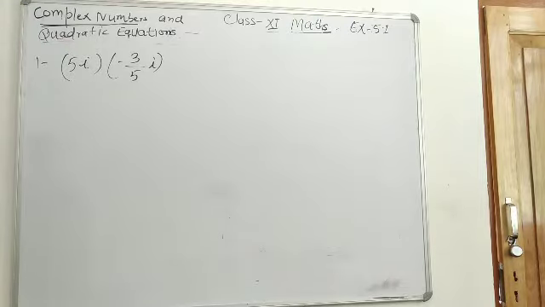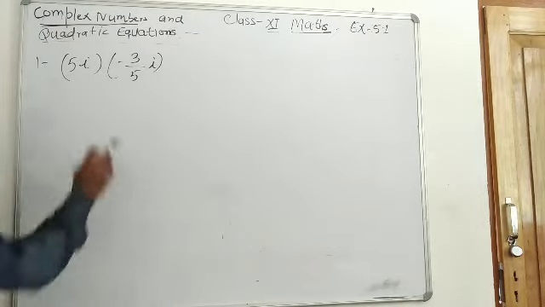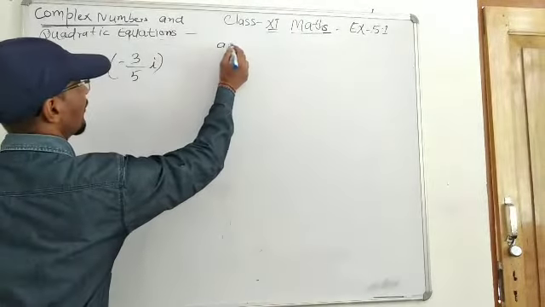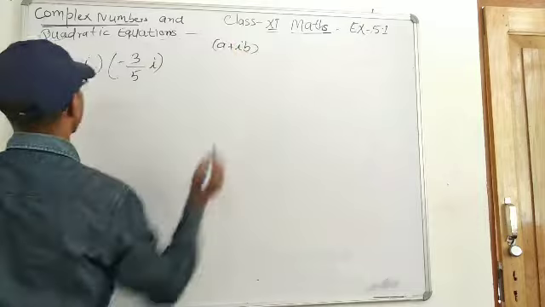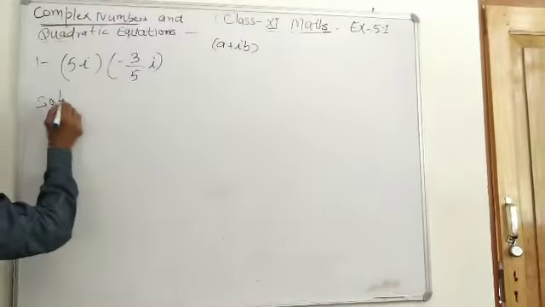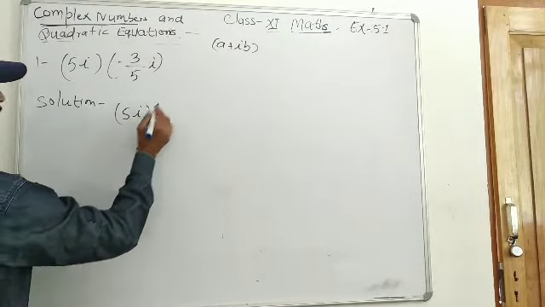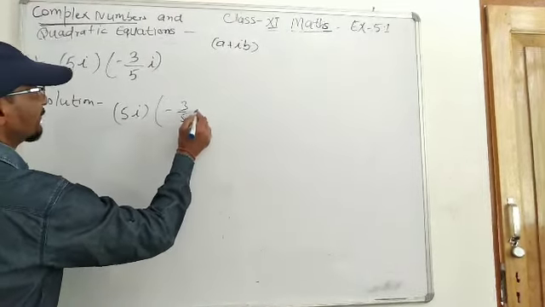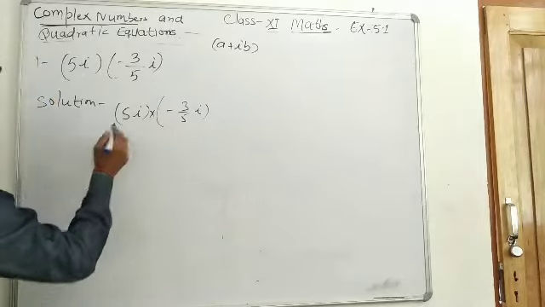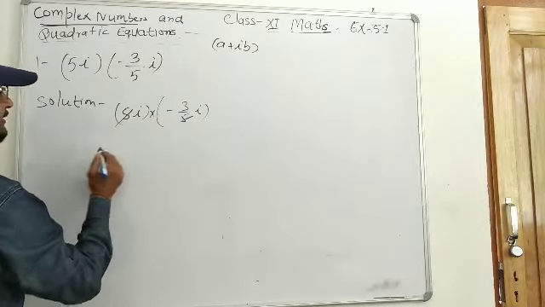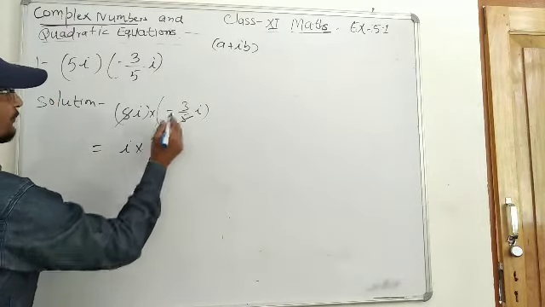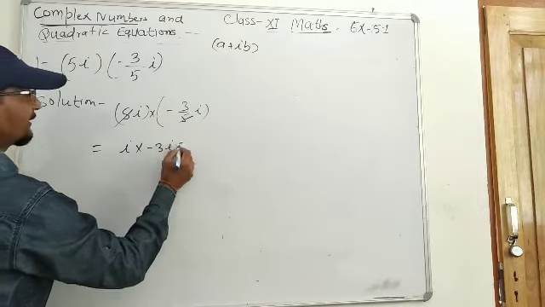Now question number 1: express each of the complex numbers given in exercises 1 to 10 in the form of a plus ib. So how to solve this? We have in the first bracket 5i, in the second bracket minus 3 by 5i. It is multiplication, so 5 and 5 cancel. So we have here i into minus 3i.